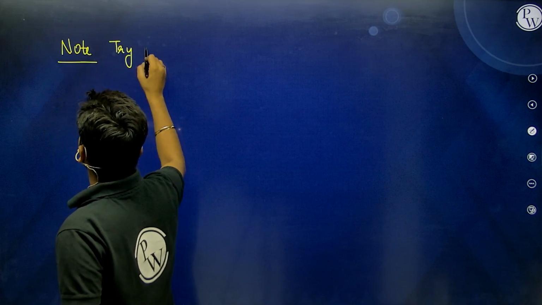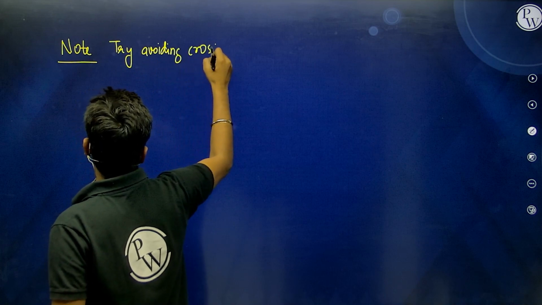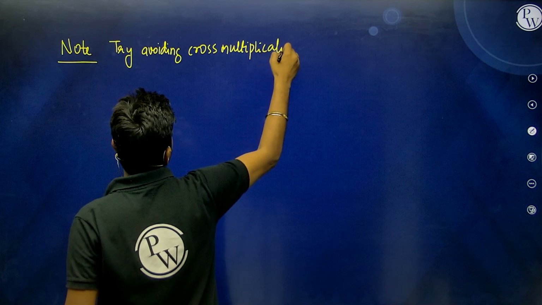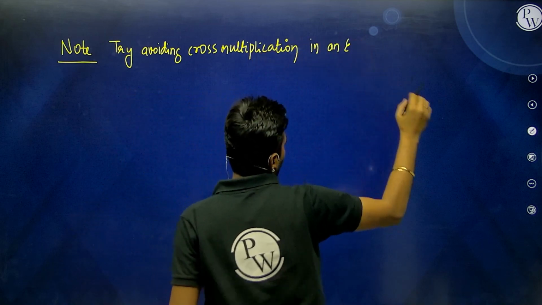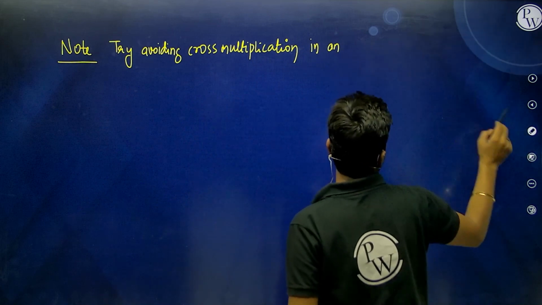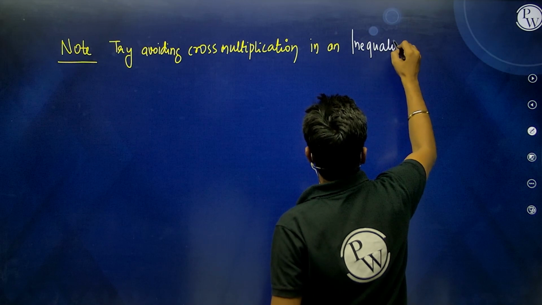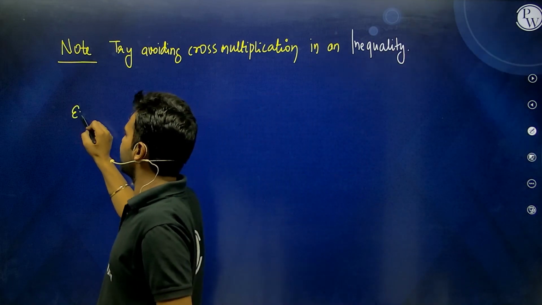Try avoiding cross multiplication in an inequality. In an inequality, a lot of students do what? Let me tell you. Let's say I have given you this example.